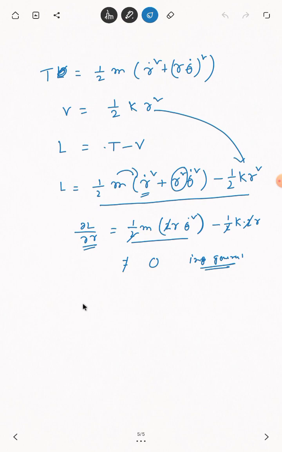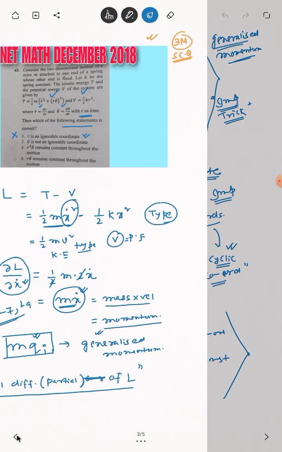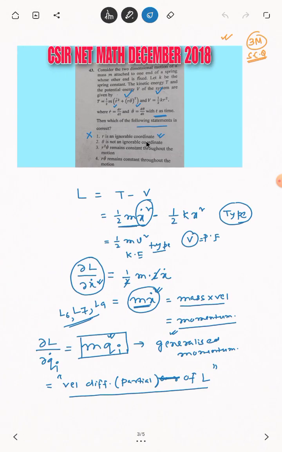So we again take the differential with respect to theta and see what happens. Del L by del theta. Here theta is not in the first expression of kinetic energy, so this will be 0. Again theta is not in the potential energy also, so that will be 0. So this is 0. That means theta is ignorable or cyclic, whatever you can say. But have they given that theta is ignorable? They have given that theta is not ignorable, so it is also false.